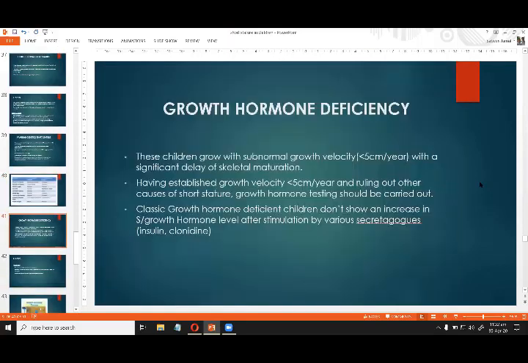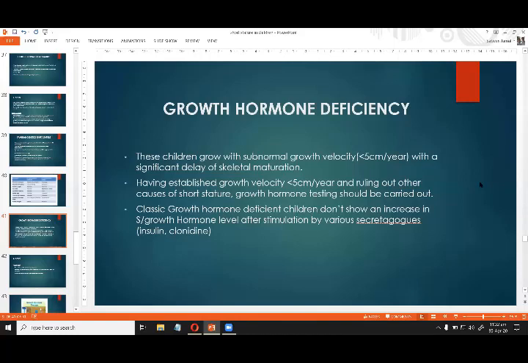Growth hormone deficiency. These children grow with subnormal growth velocity, less than 5 centimeters per year, with a significant delay of skeletal maturation. Having established growth velocity below 5 centimeters per year and ruled out other causes of short stature, growth hormone testing should be carried out.